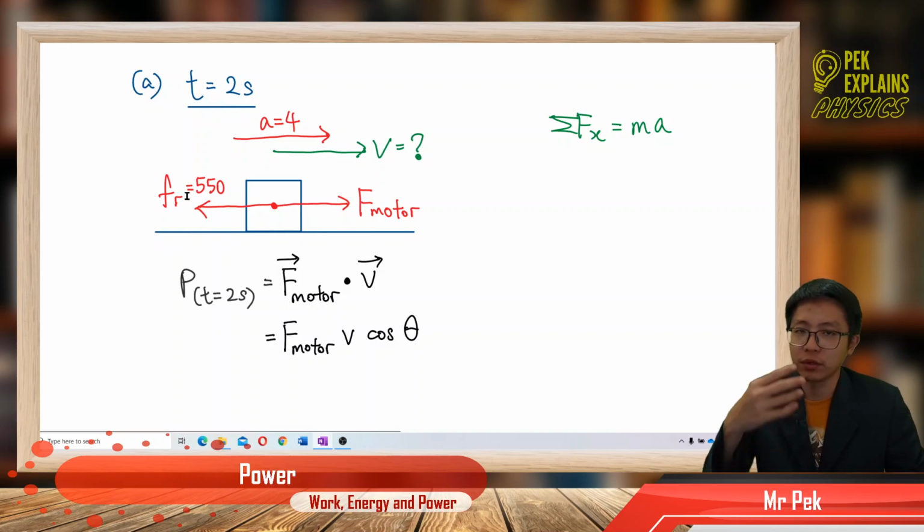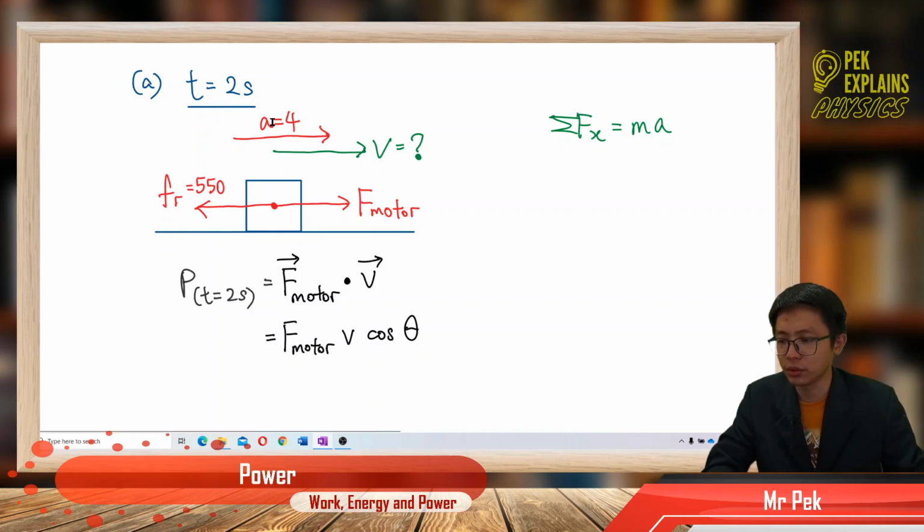Unless they just give you the coefficient of friction, then you have to find the normal force. To find the normal force, you need to draw the y component. This time, the friction is already given, so no need to draw the y component. Just concentrate on the x component. On the x component, we have the force of the motor forward and the friction going behind, and then acceleration forward 4. We must also draw the velocity, velocity forward, because later we need to find the angle theta between velocity and force.